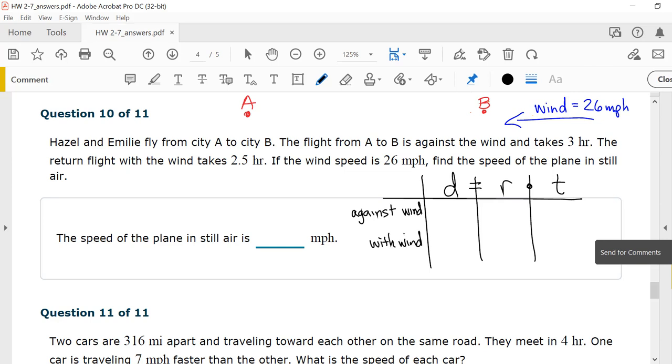Okay, let's do the times. Those are easy. The flight from A to B is against the wind. Against the wind takes 3 hours. The return flight with the wind takes 2.5 hours.